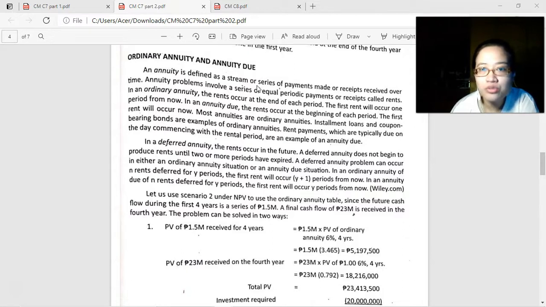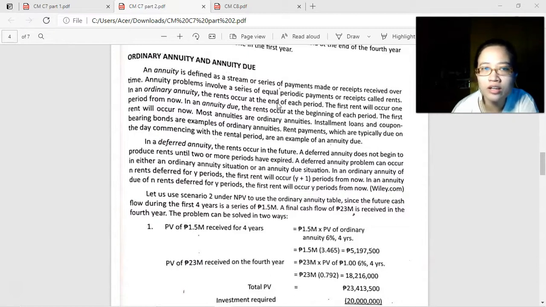Annuity is defined as a stream or series of payments made or receipts received over time. Pwedeng installment, in layman's terms. Annuity problems involve a series of equal periodic payments or receipts called rent. In an ordinary annuity, the rents occur at the end of each period.